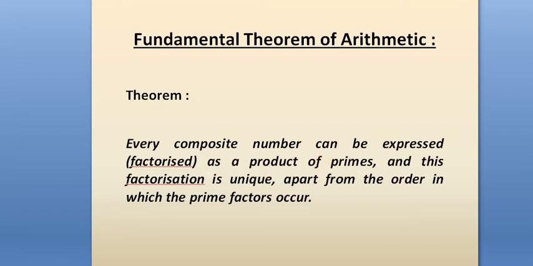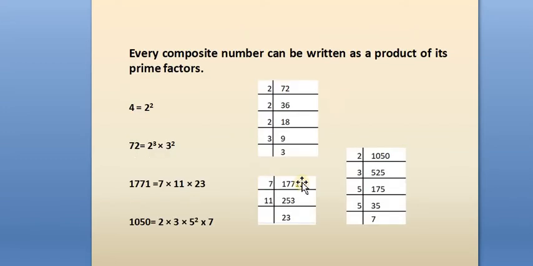Now let's take some more examples. Now let's take small numbers. 72, if you divide 72 by 2, you will get 36. Divided by 2 again, you will get 18. Divide by 2, you will get 9. Divide by 3, you will get 3. So 72 is 2 cube into 3 square. Similarly, 4 is equal to 2 square. 1771, if you divide by 7, you will get 253. By 11, you will get 23. So 1771 is 7 into 11 into 23.